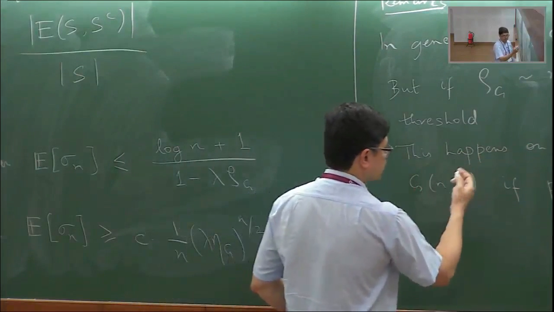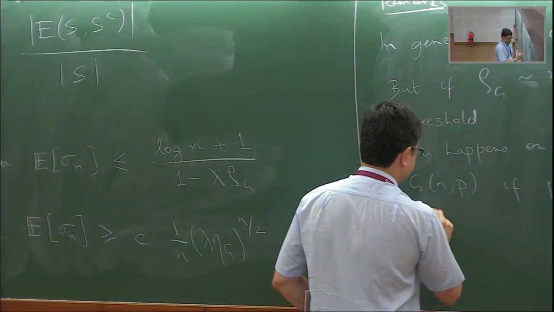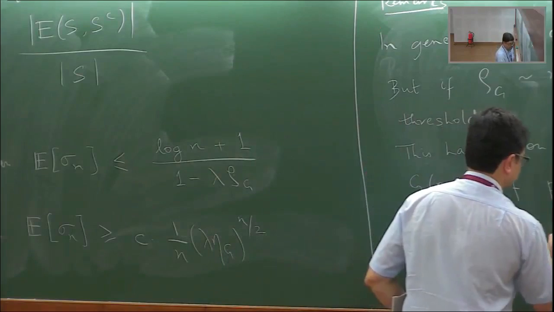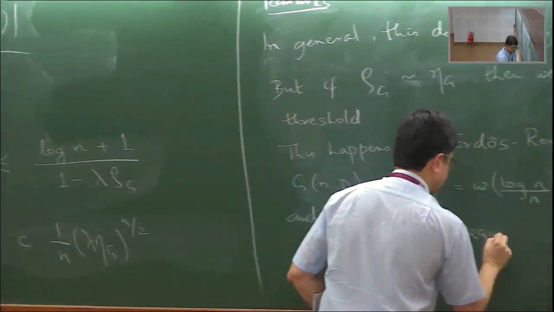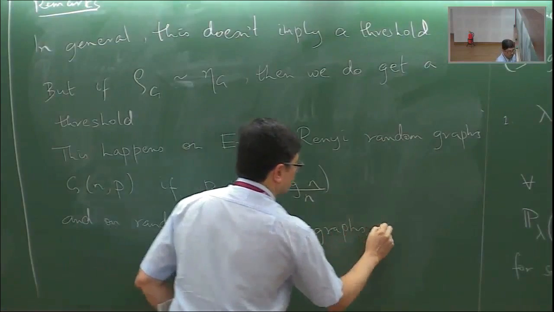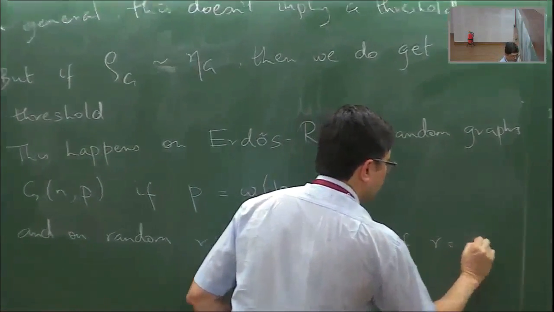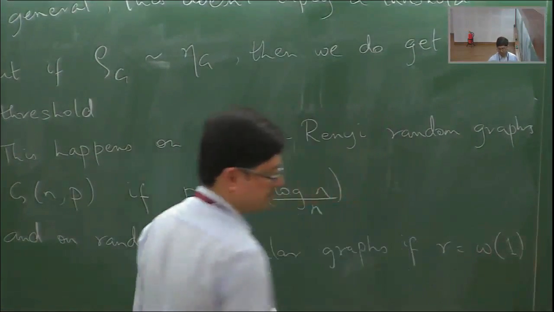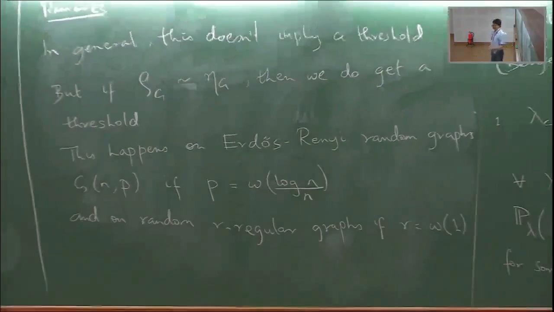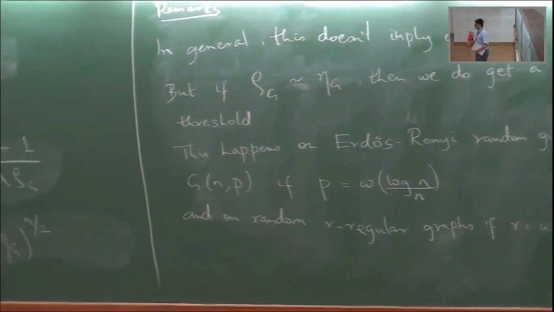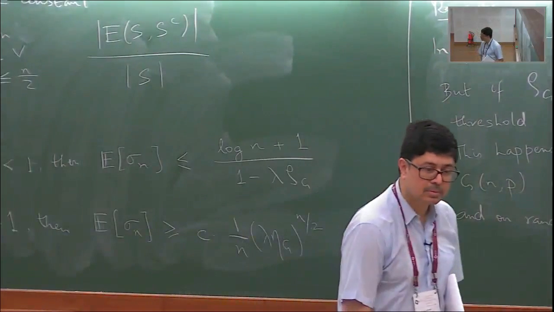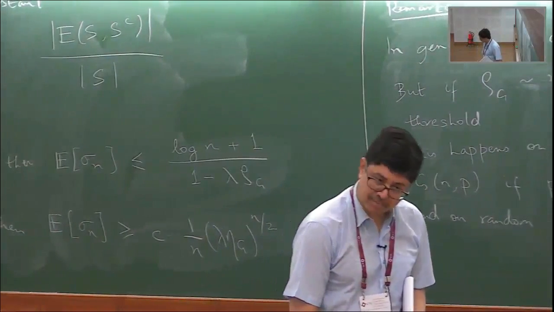And this also happens on random regular graphs, where the degree r is omega of 1. So if you have high degree random regular graphs, again, these two quantities coincide with each other.